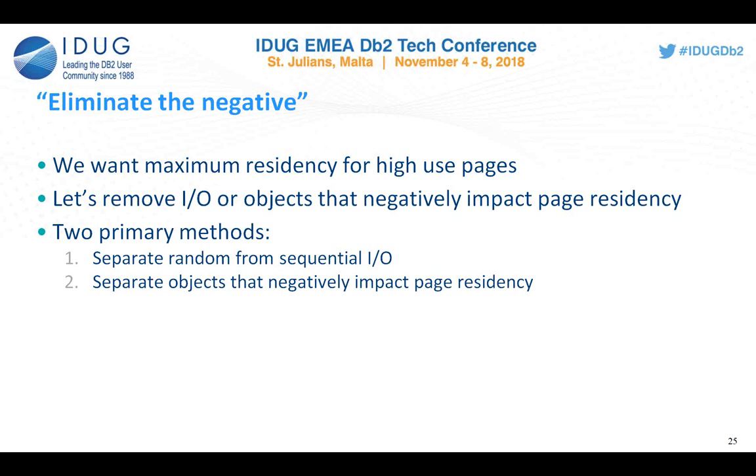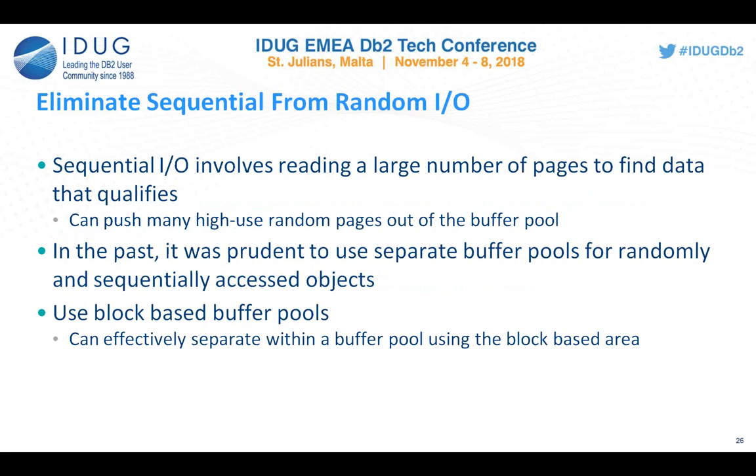On the other side, accentuate the positive. The song continues to say, eliminate the negative, which means we want to maximize the residency for high-use pages. So we want to remove objects or I/O that negatively impact the page residency. A couple of things we can do are separate random from sequential I/O, or separate the objects that negatively impact page residency. If I separate indexes from tables, indexes are considered to be more highly used, and they're smaller. That's why I separate indexes from tables. But we can also look at separating sequential from random I/O.